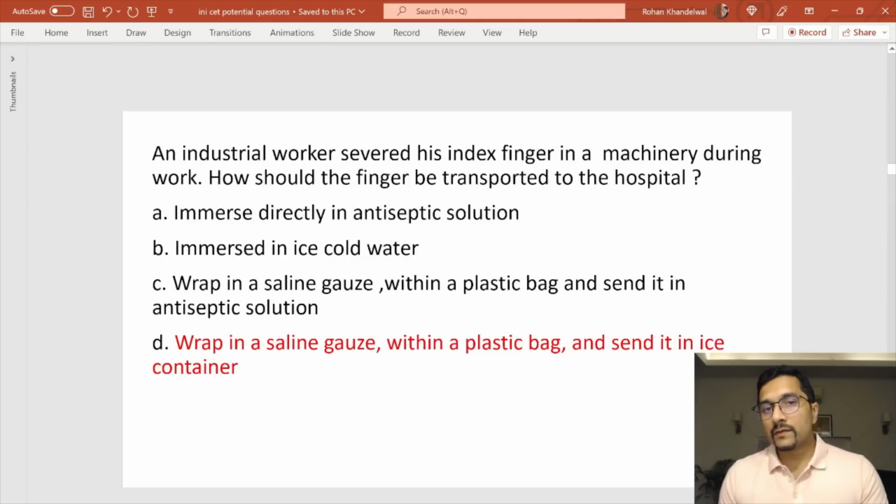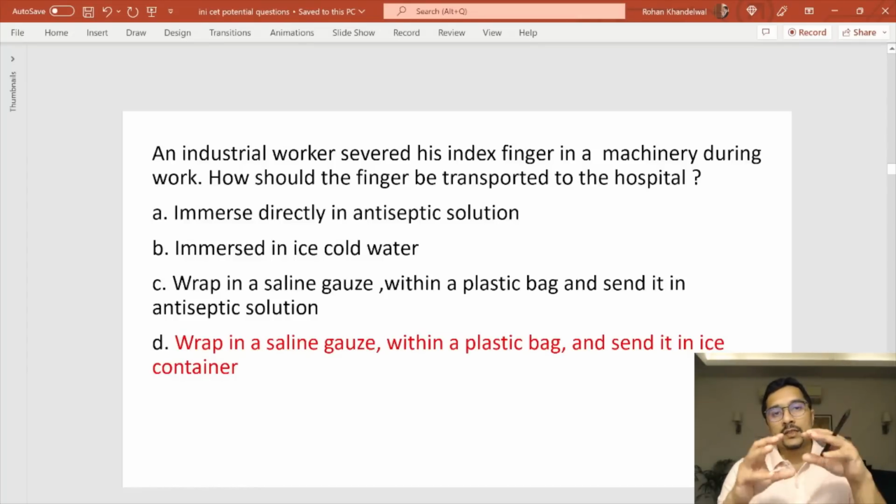This is another question which has been frequently asked. If the finger is severed during an accident, how do we transport that finger? We wrap it in saline gauze within a plastic bag and place it in an ice container. So wrap it in saline gauze, put it in a plastic bag, and then the plastic bag is put in an ice container.